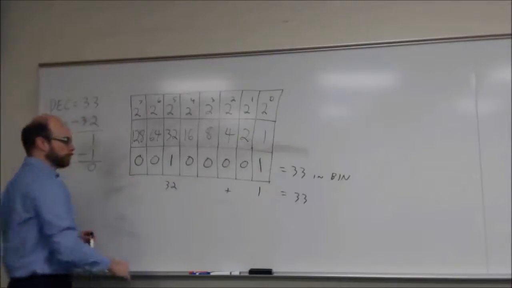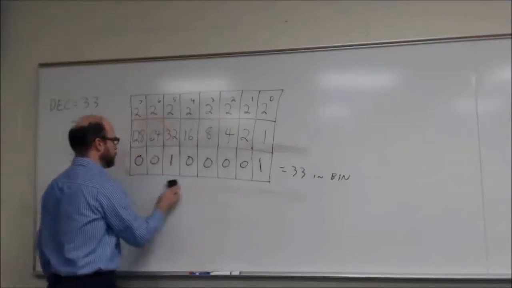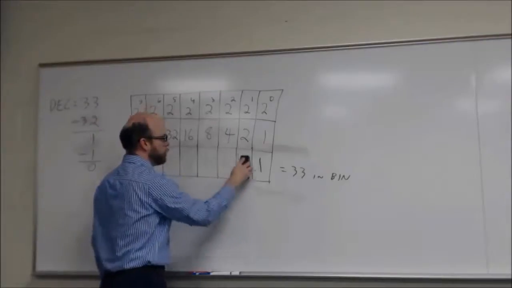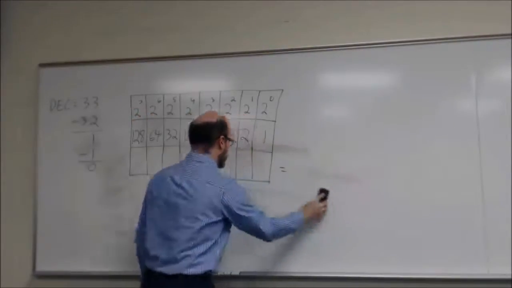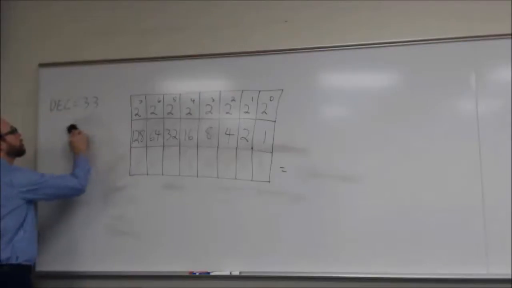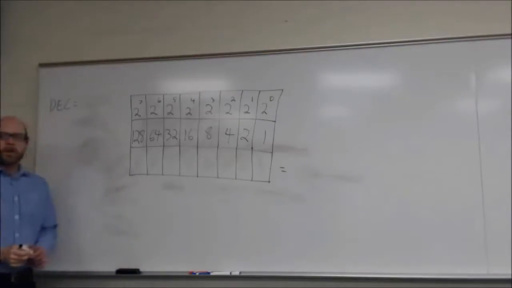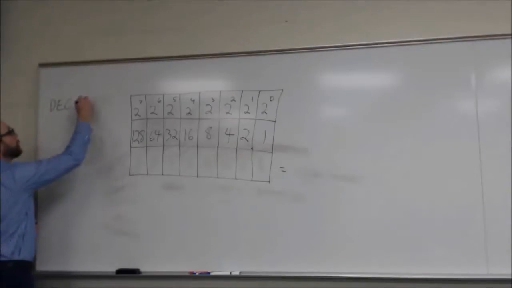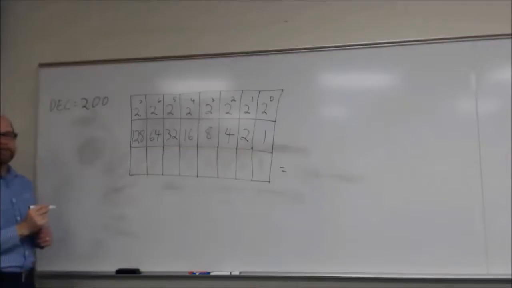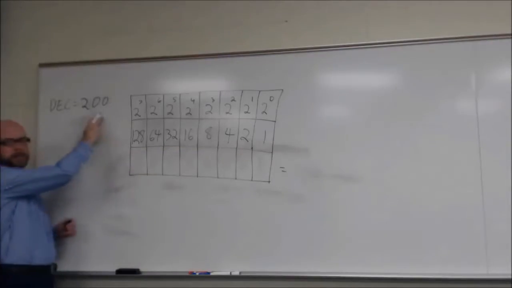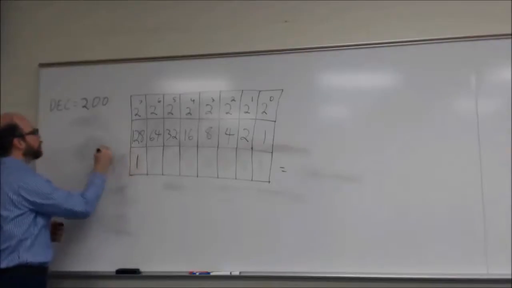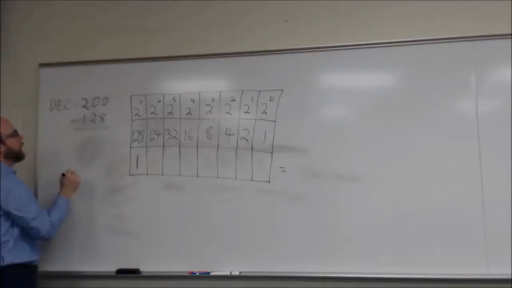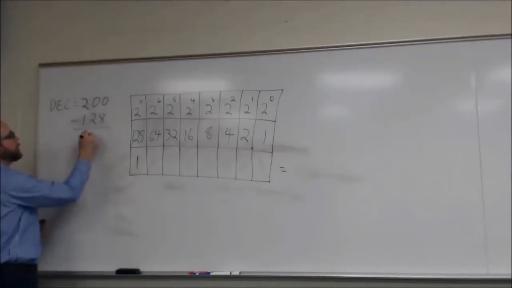Okay, so now we'll do a different number. We're going to use 200. So we've got our decimal value of 200. And is 128 less than or equal to 200? The answer is yes. So we put a 1, subtract 128, and that's going to give us 72.